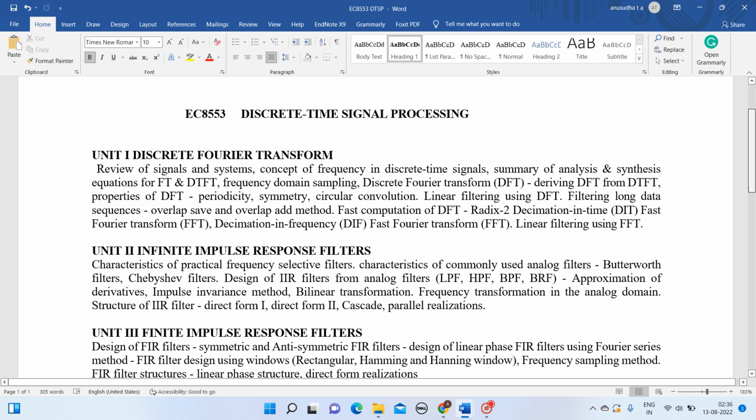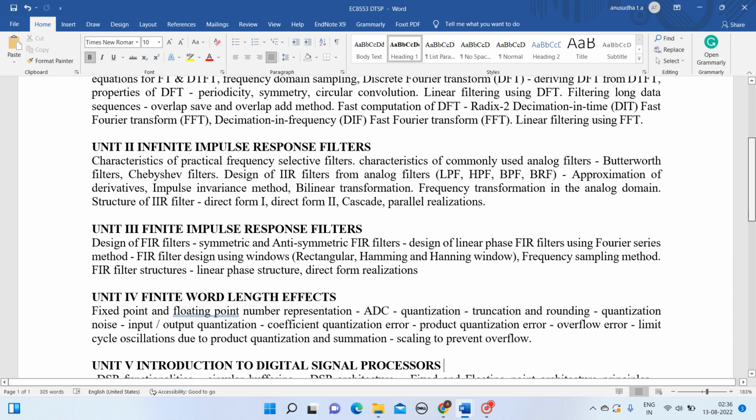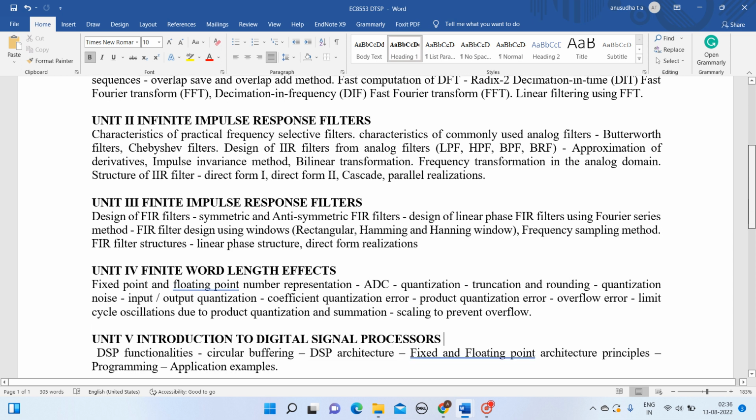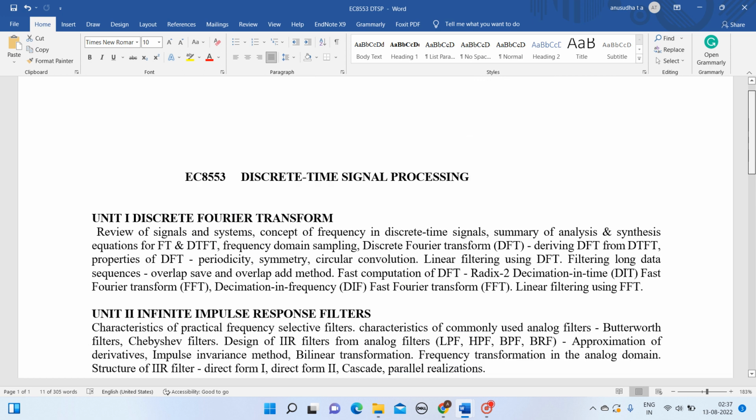In this subject we are going to discuss 5 chapters: Unit 1 Discrete Fourier Transform, Unit 2 Infinite Impulse Response Filters, Unit 3 Finite Impulse Response Filters, Unit 4 Finite Word Length Effects, and the last chapter is Unit 5 Introduction to Digital Signal Processors.